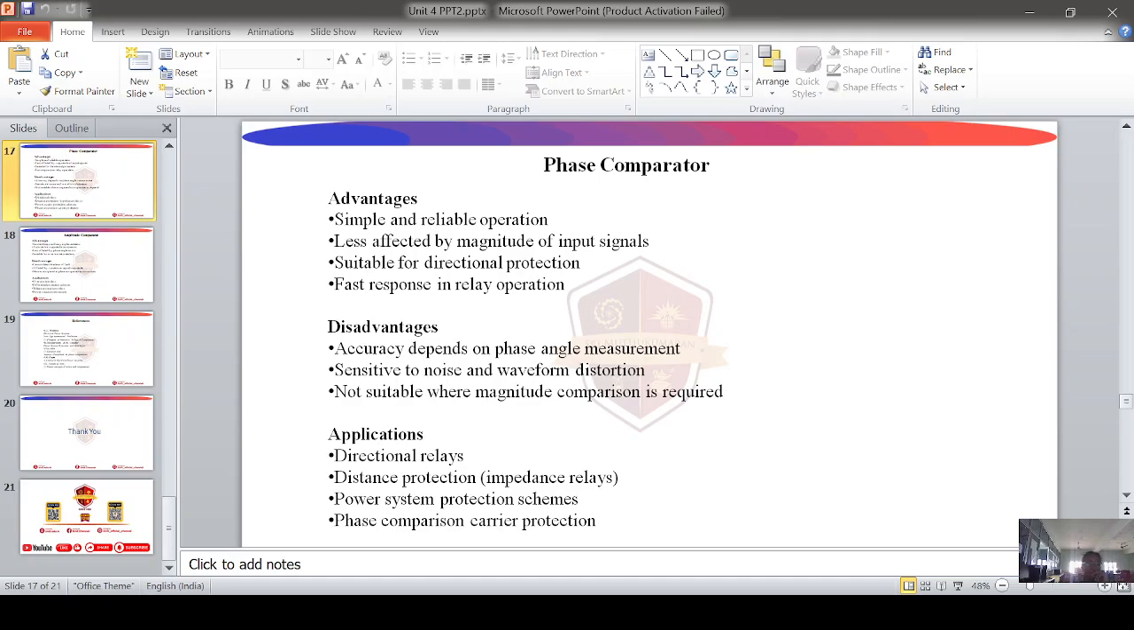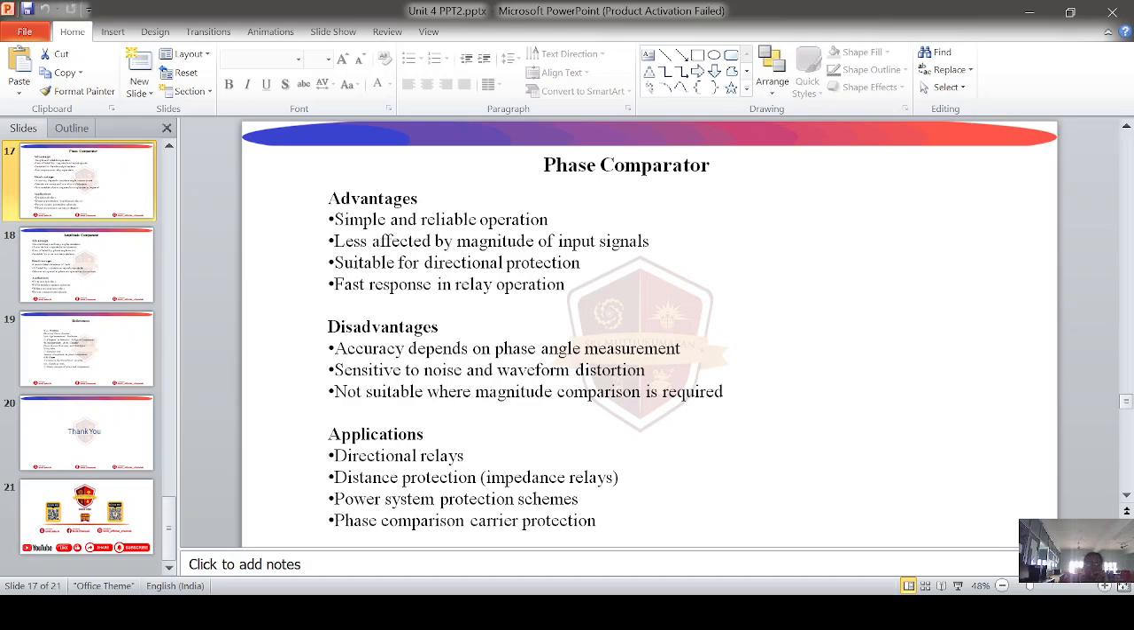Phase comparator advantages. It is simple and fast. It is suitable for directional protection. However, it is sensitive to noise and waveform distortion. Accuracy depends on correct phase measurement.